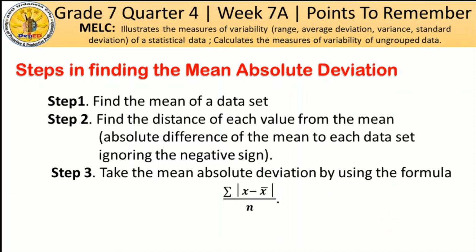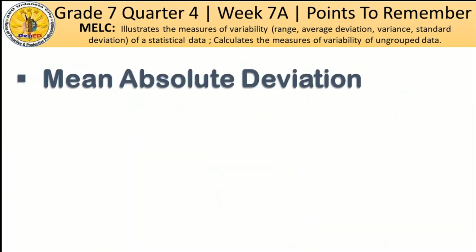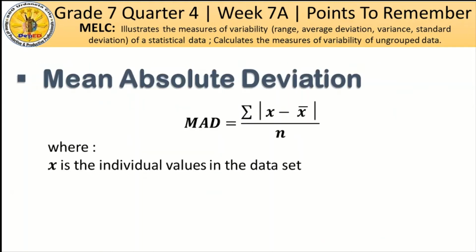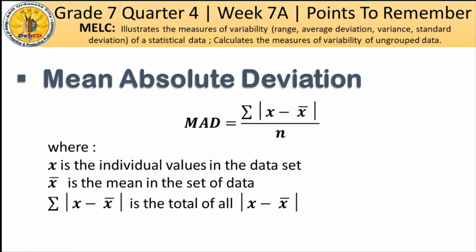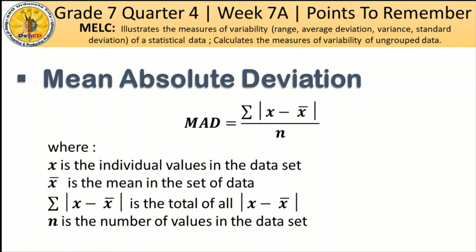Take the mean of the absolute deviation by using this formula, where x is the individual values in the dataset, x bar is the mean in the set of data, and summation of the absolute difference of x and the mean is the total of all absolute differences of the individual values and the mean. And n is the number of values in the dataset.